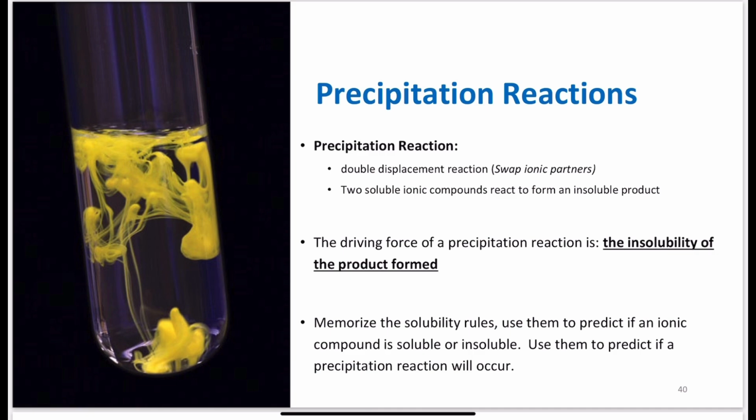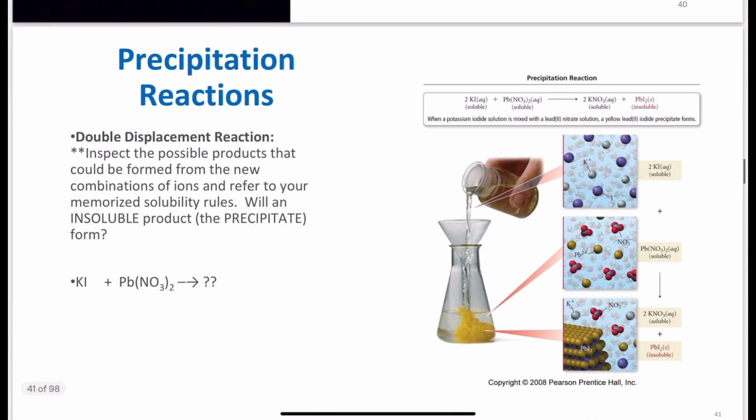So you should have your solubility rules memorized. If you don't, it's going to make this very difficult. So get them memorized. You're going to use them to predict if an ionic compound is soluble or insoluble, and then use that to predict if a precipitation reaction will occur.